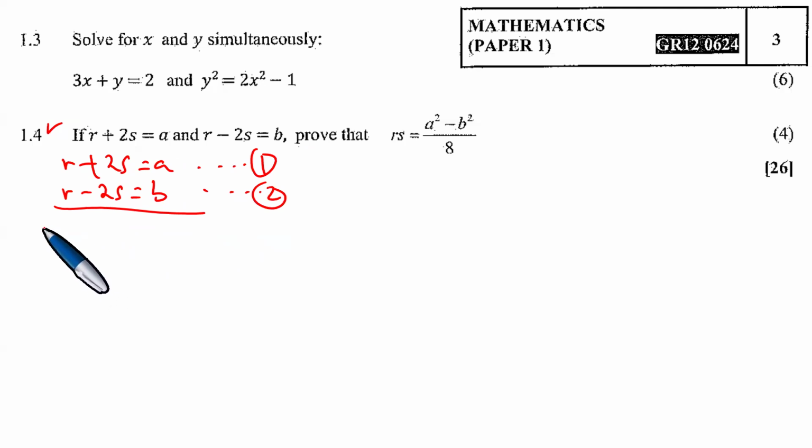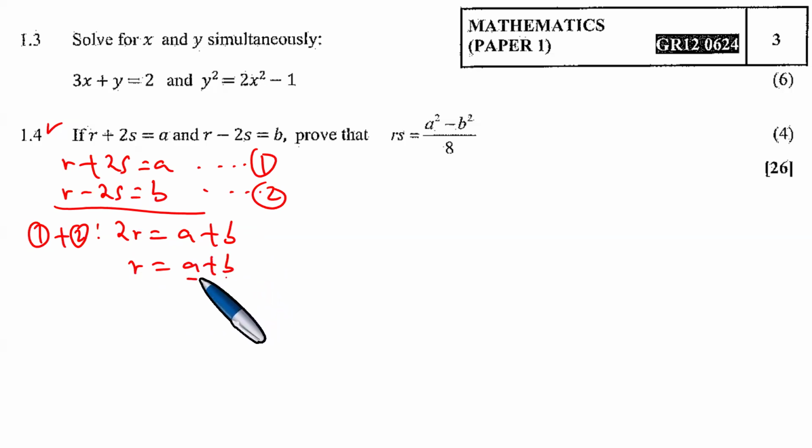Adding 1 plus 2, which is r plus r, is 2r equals a plus b. So what do we then have with the value of r? r is equal to a plus b out of 2.